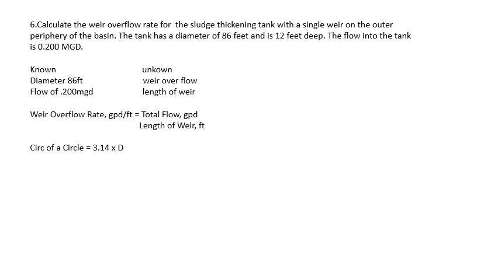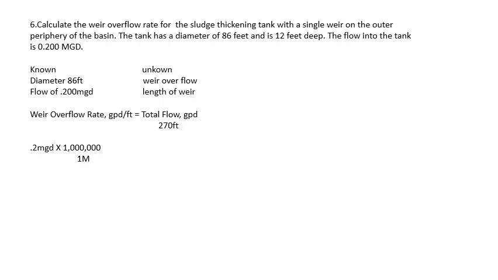And the weir overflow rate still is the total flow in gallons per day divided by the length of the weir in feet. Well, if the weir is the outer periphery part of a basin, that's the circumference. And to find the circumference of a circle, it's 3.14 times the diameter. The diameter is 86 feet, so we're going to multiply that by 3.14. That gives you the circumference of 270 feet. The length of the weir is the circumference.